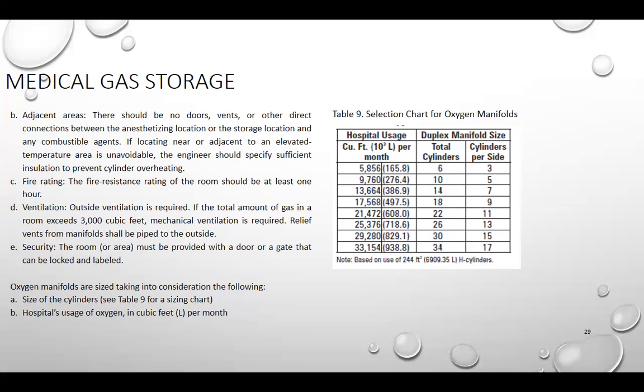Oxygen manifolds are sized taking into consideration the following: the size of the cylinder. See Table 9 for sizing charts, hospitals' usage of oxygen in cubic feet per month. Here, this is the usage of oxygen, depending on the pressure of the tank. So you can see here, this is based on 240 cubic feet per cylinder.